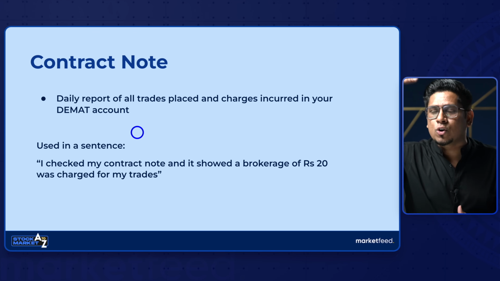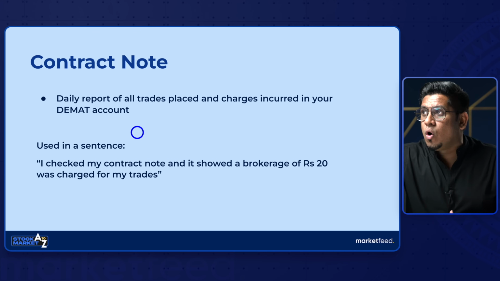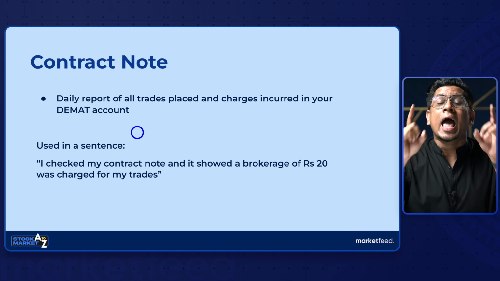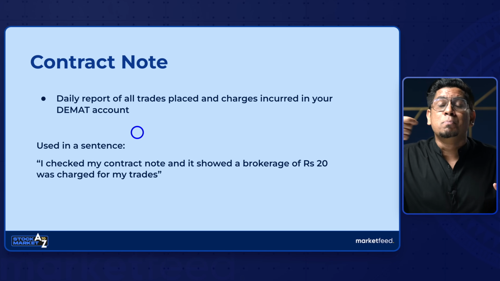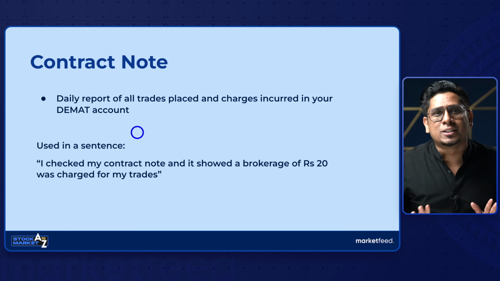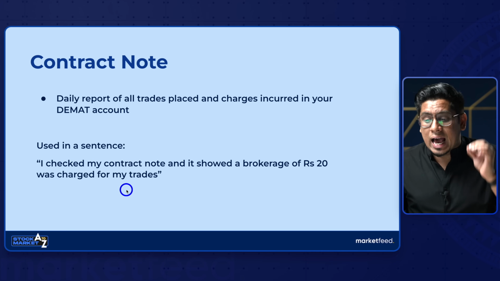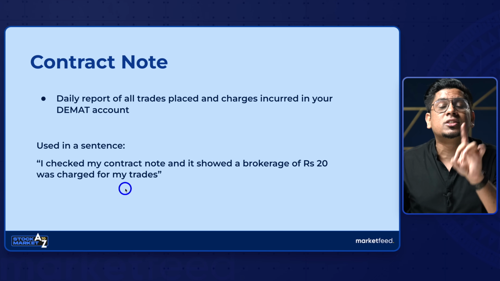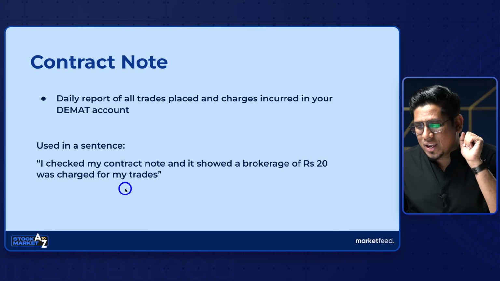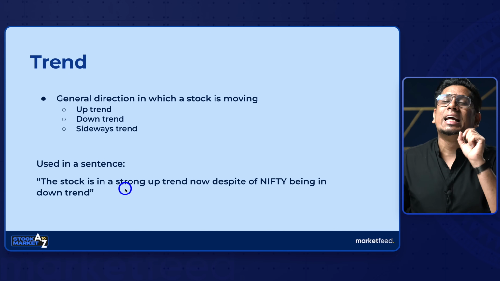Why? In the contract note, if you open it, you can see all the trades that you have taken, how much profit and loss you made in each trade. And more importantly, you can also see all the charges that the broker charged you on that specific day. Used in a sentence: I checked my contract note and it showed a brokerage of rupees 20 was charged for my trades. Moving ahead, the next term we are learning is trend.